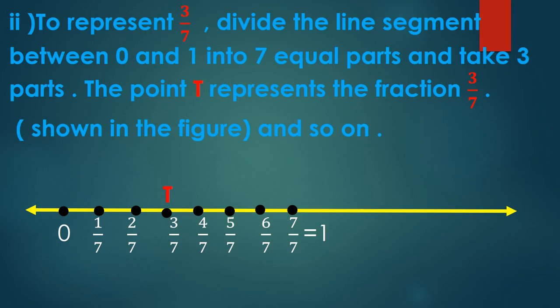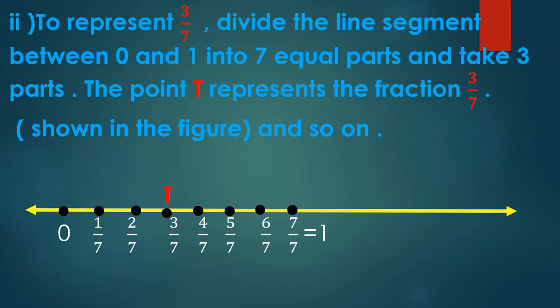See one more example. Now we have to represent 3 upon 7. Divide the line segment between 0 and 1 into 7 equal parts. As the denominator is 7, so between 0 and 1 we want 7 equal parts: 1 upon 7, 2 upon 7, 3 upon 7, 4 upon 7, 5 upon 7, 6 upon 7 and then 7 upon 7 which is equal to 1. 7 by 7 cancel, so you will get 1.